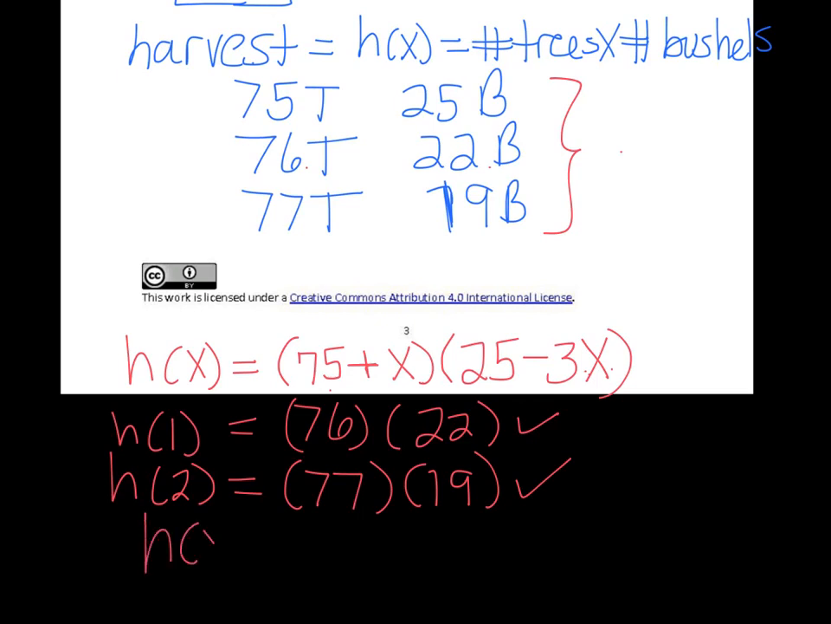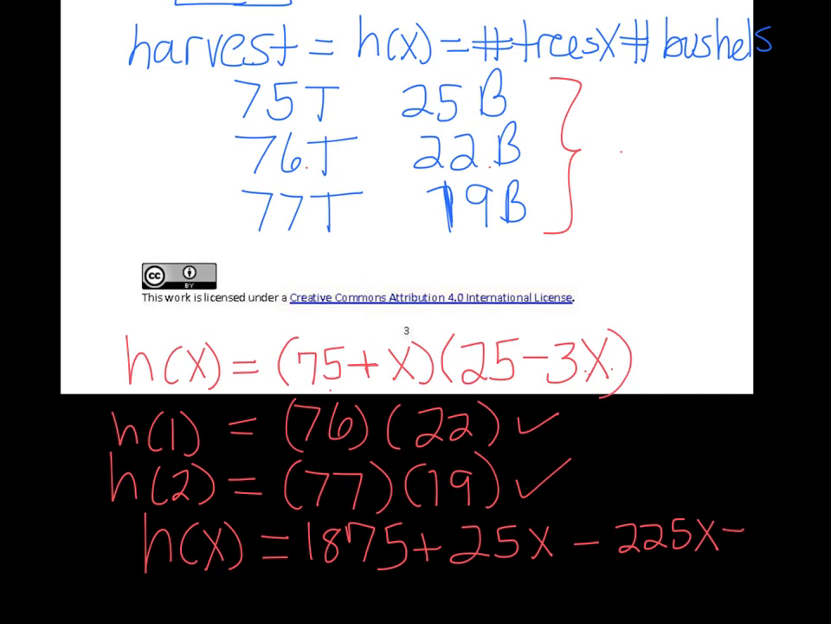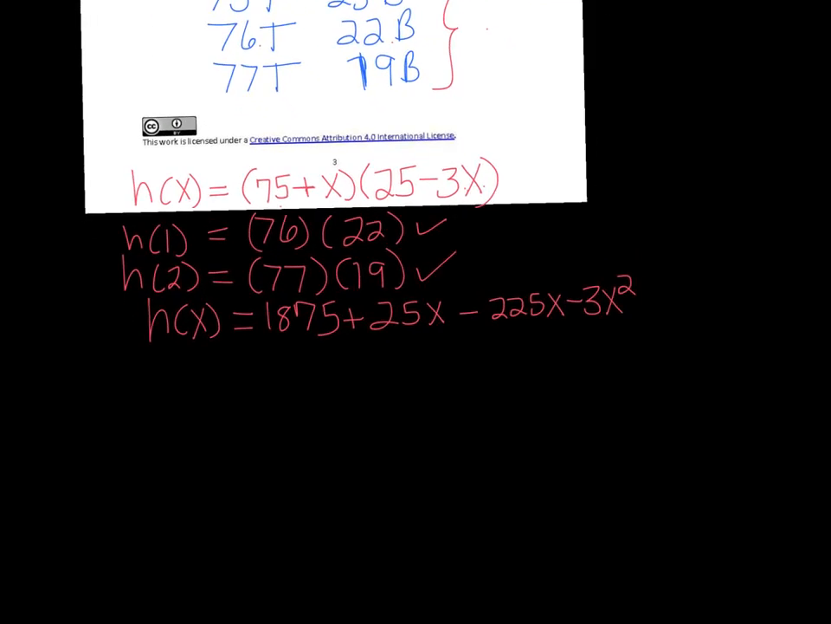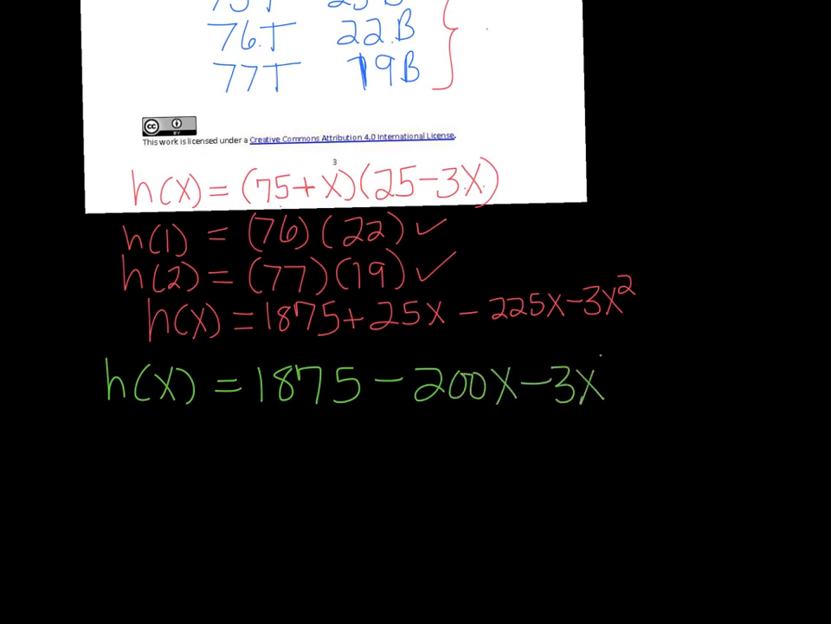So let's just multiply it out, FOIL it, and we're going to get 1875 plus 25x minus 225x minus 3x squared. And we'll clean that all up. So that h of x is equal to 1875 minus 200x minus 3x squared.